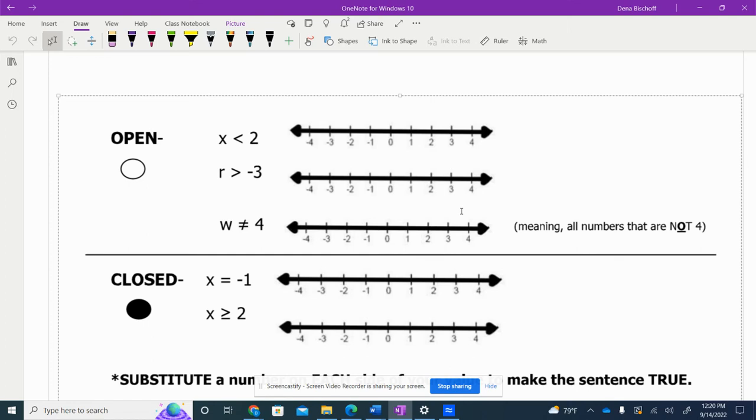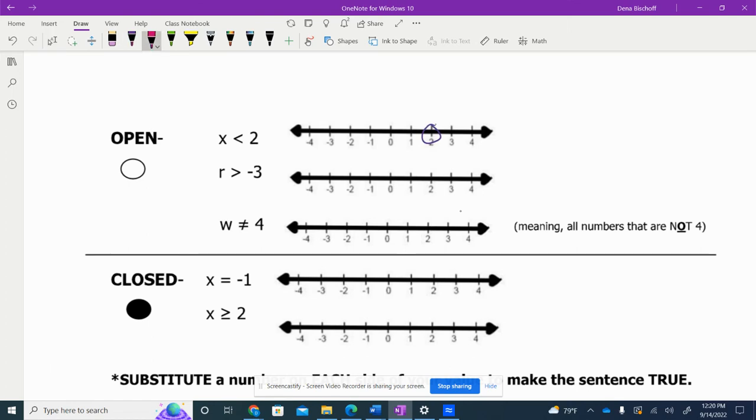So I'm going to put an open circle on my 2, and I'm going to shade everything behind it. Okay. What about r is greater than -3? Well, that's going to be an open circle on the -3 because I'm not including -3. There's no bar underneath it. And I'm going to shade to the right, all the numbers that are bigger than -3.